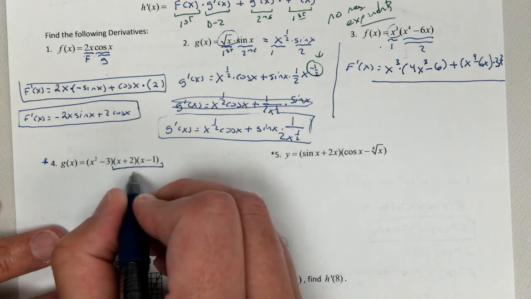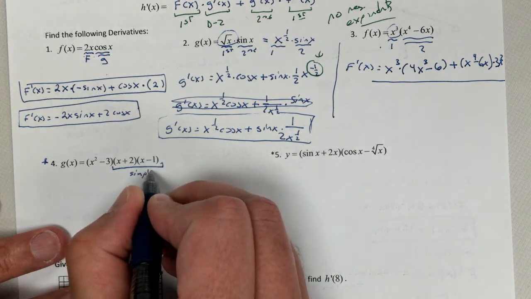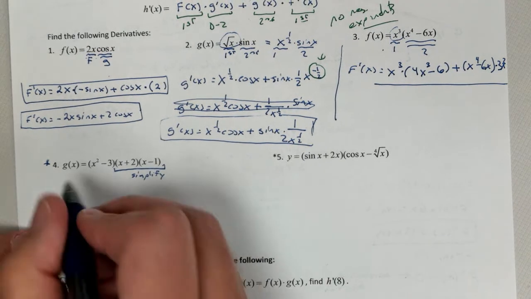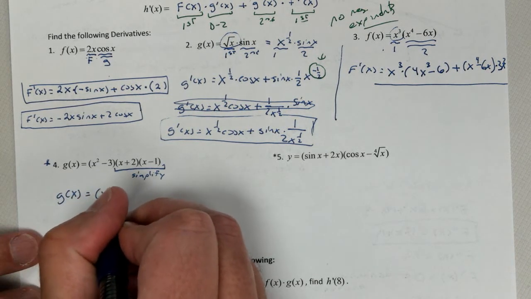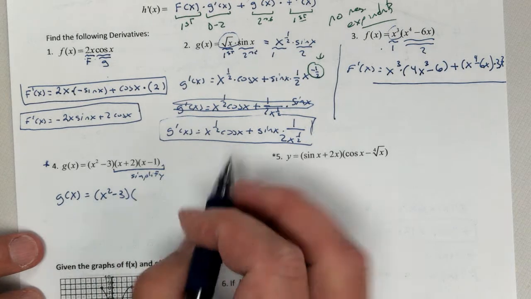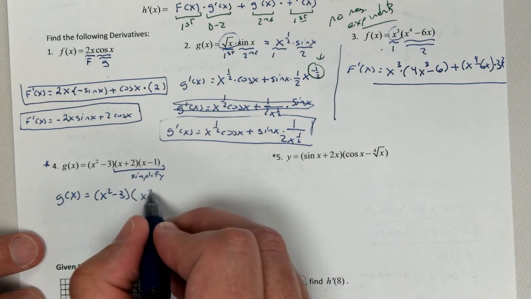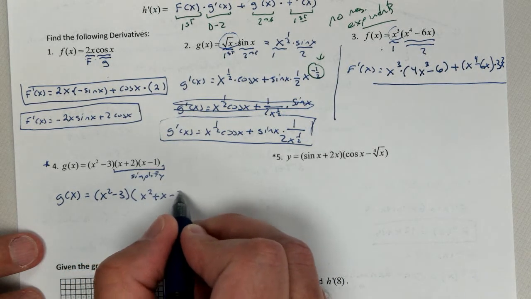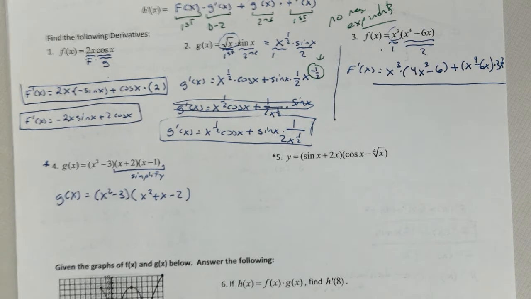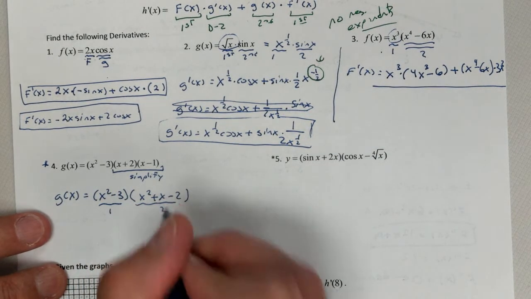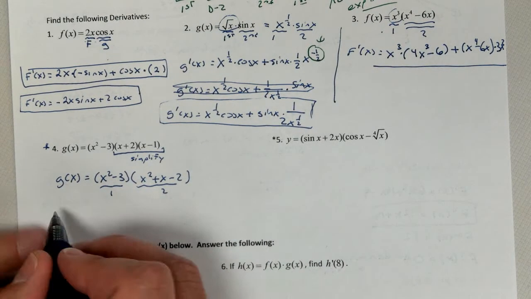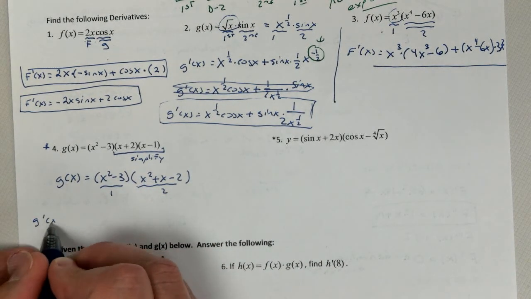I'm just going to simplify this. I'm going to distribute the next two. So g of x will just become this, x squared minus 3. This one's not that hard. We get x squared plus x minus 2. And now I'm down to my first and my second function. Now the derivative is going to be a piece of cake.